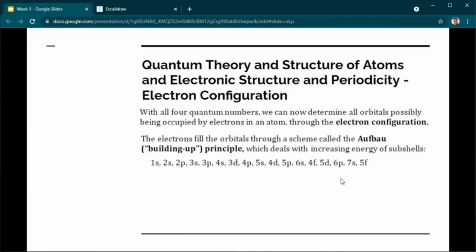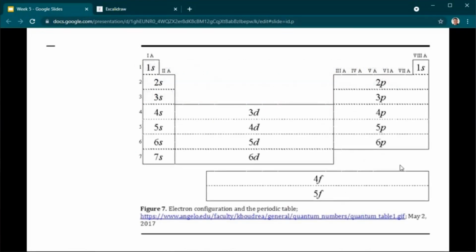Next, with all four quantum numbers, we can now determine all orbitals possibly being occupied by electrons in an atom through the electron configuration. The electrons fill the orbitals through a scheme called the Aufbau principle, which deals with increasing energy of subshell. So this is what is being denoted in the illustration earlier. And then for our periodic table, this is the pattern in terms of quantum arrangement.